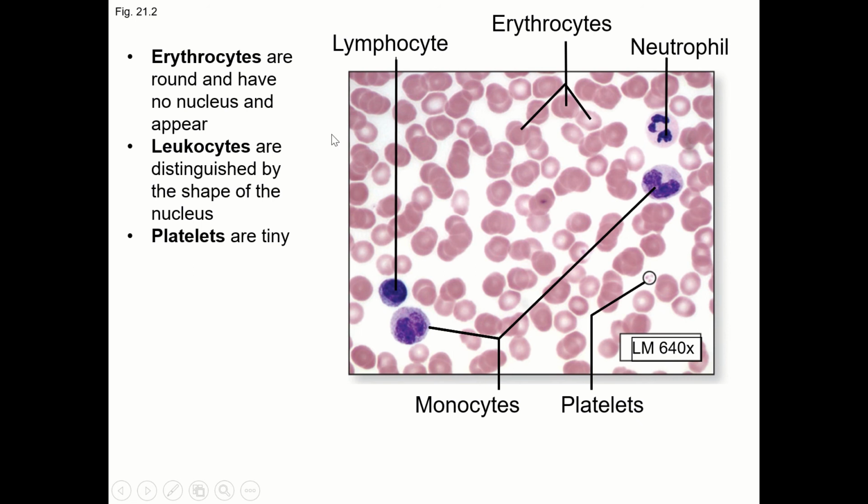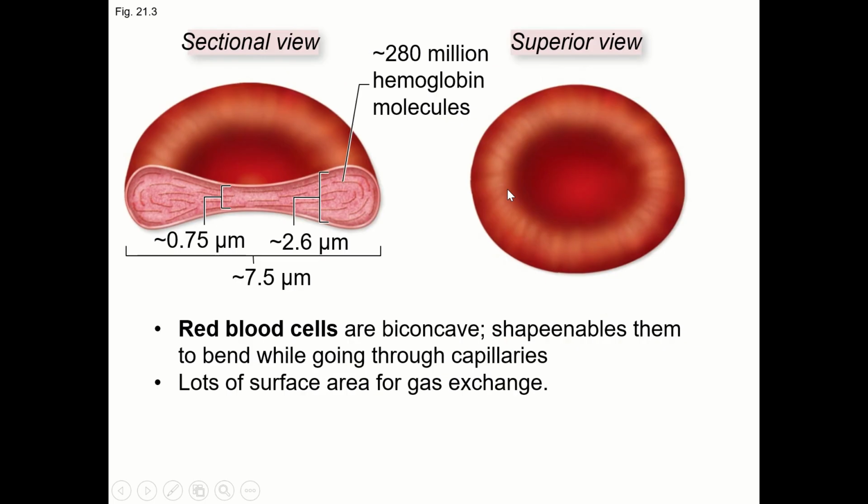All right, so when we look at a smear of blood, we can see the erythrocytes, which look pink, and they actually look hollow. And that's because they have no nucleus. They appear hollow. The leukocytes are distinguished from each other by the shape of the nucleus. And then the platelets are these little tiny things. They're so tiny because, remember, they're not full cells. They're just little parts of cells. You can see all of that in a blood smear on a microscope slide.